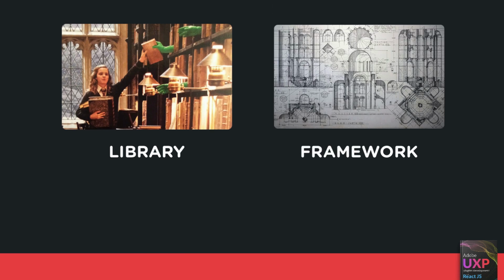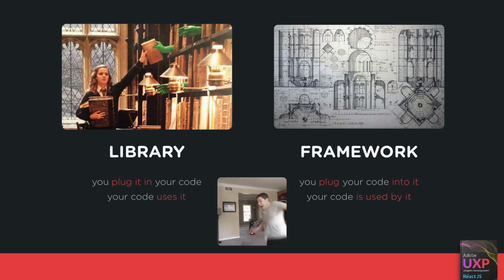Do you know the difference? A library is something that you plug in your code, whereas a framework is something you plug your code into. Subtle but meaningful difference. In other words, your code uses a library, whereas your code is used by a framework. This is what's generally referred to as inversion of control.